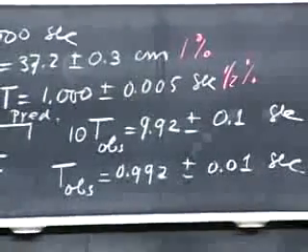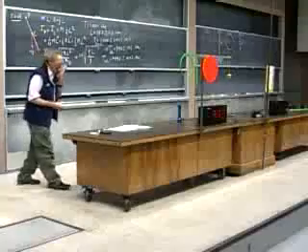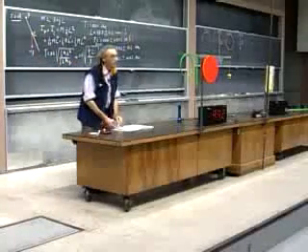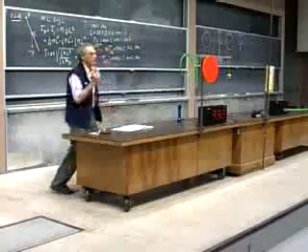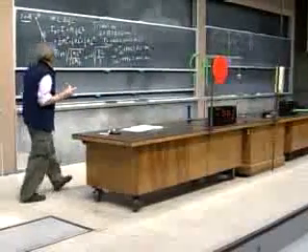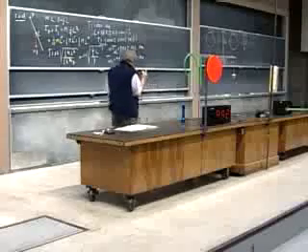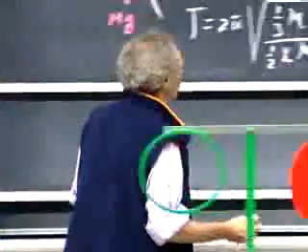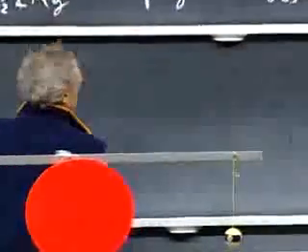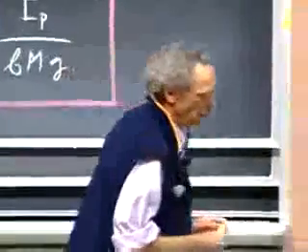Now, all these four objects were designed in such a way that they have exactly the same period of 1 second. And now comes the question, how do the dimensions relate to each other in order to get them a period of 1 second? So let's now calculate the period for the other three objects, for the ring, for the disk, and for the pendulum. Let's start with the pendulum.